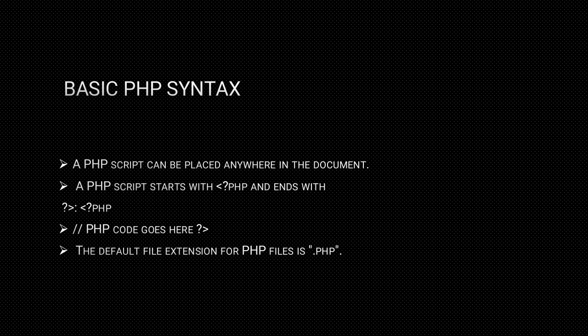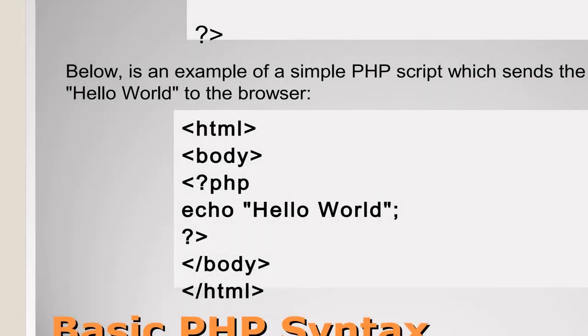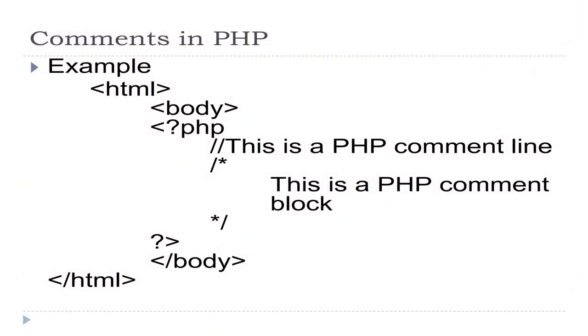Basic PHP syntax. A PHP script can be placed anywhere in the document. In the second point, we can see the starting and ending of a PHP script. The default file extension for PHP files is .php. In this picture, we can see the basic PHP syntax with the help of an example. Like any other programming language, comments are also a part of PHP, and we can add comments in PHP using the comment section.